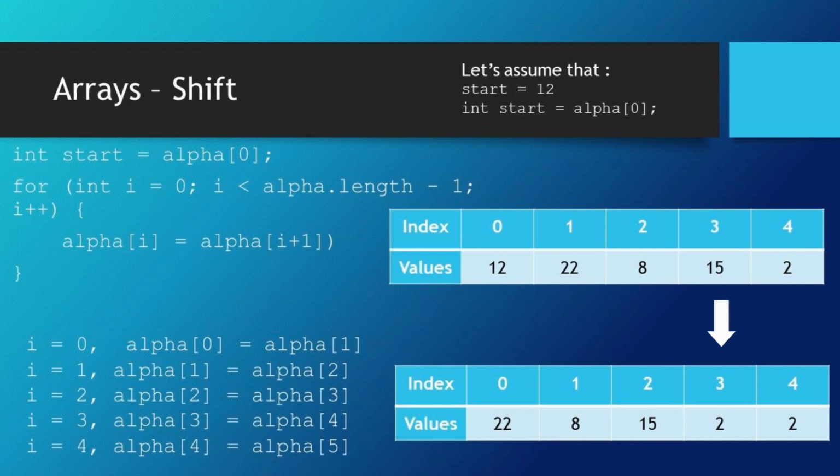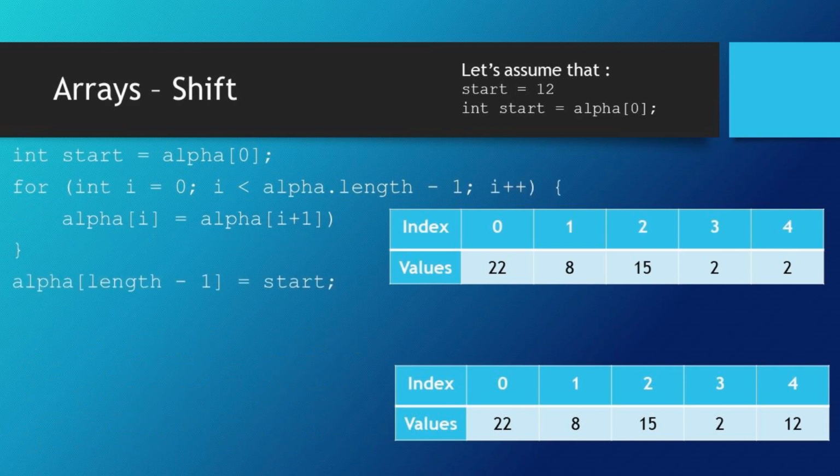Notice at the end, alpha sub 3 and alpha sub 4 both have the value 2. The last statement of the code says alpha sub length -1 gets the value start. This puts the value in start, 12, into alpha sub 4. Notice that we have shifted all of the values to the left by 1 and placed the initial value at the end.